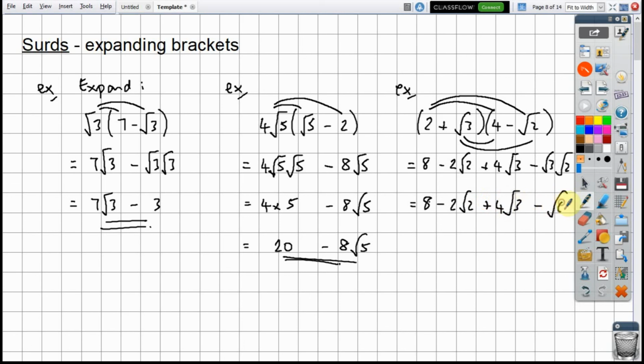I think I will write that as negative root 6. I could equally have left it as negative 3 root 2. That would have been fine as well. One last example, just to be careful of. Suppose you're faced with 5 minus root 3 all squared.